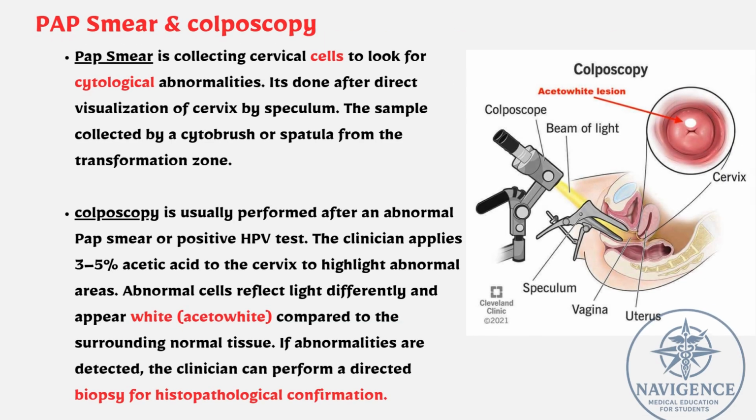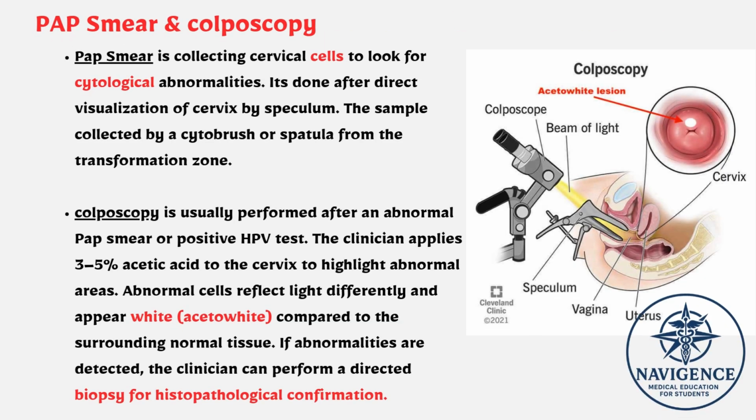Now let us move forward to discuss pap smear and colposcopy. A pap smear involves collecting cervical cells to screen for cytological abnormalities. It is performed after direct visualization of the cervix with a speculum. Cells are collected from the transformation zone using a cytobrush or spatula.